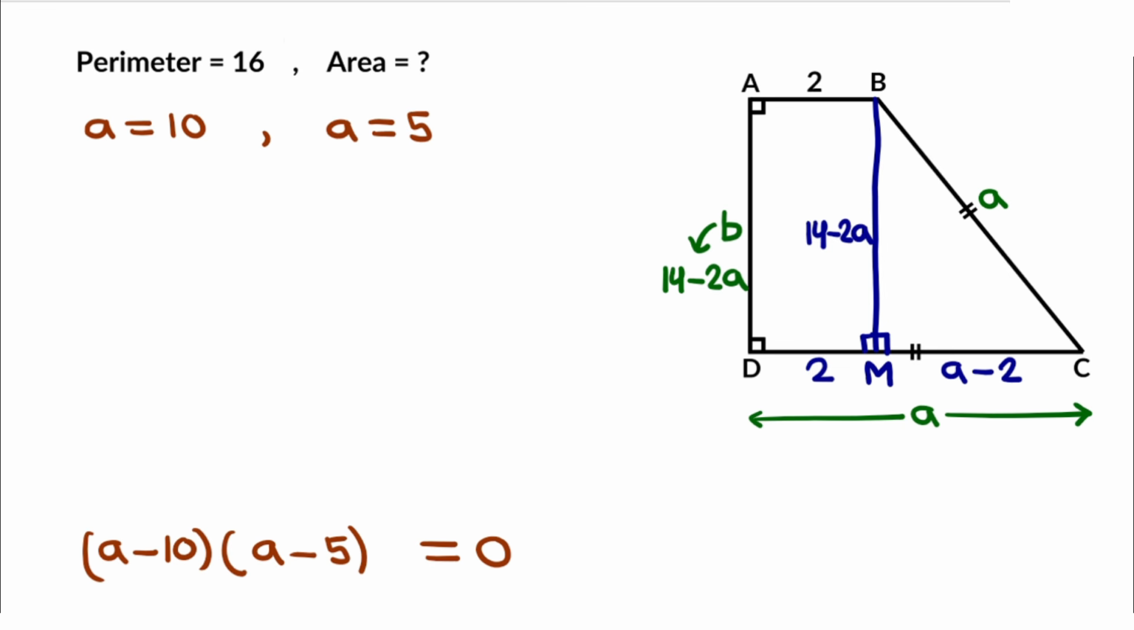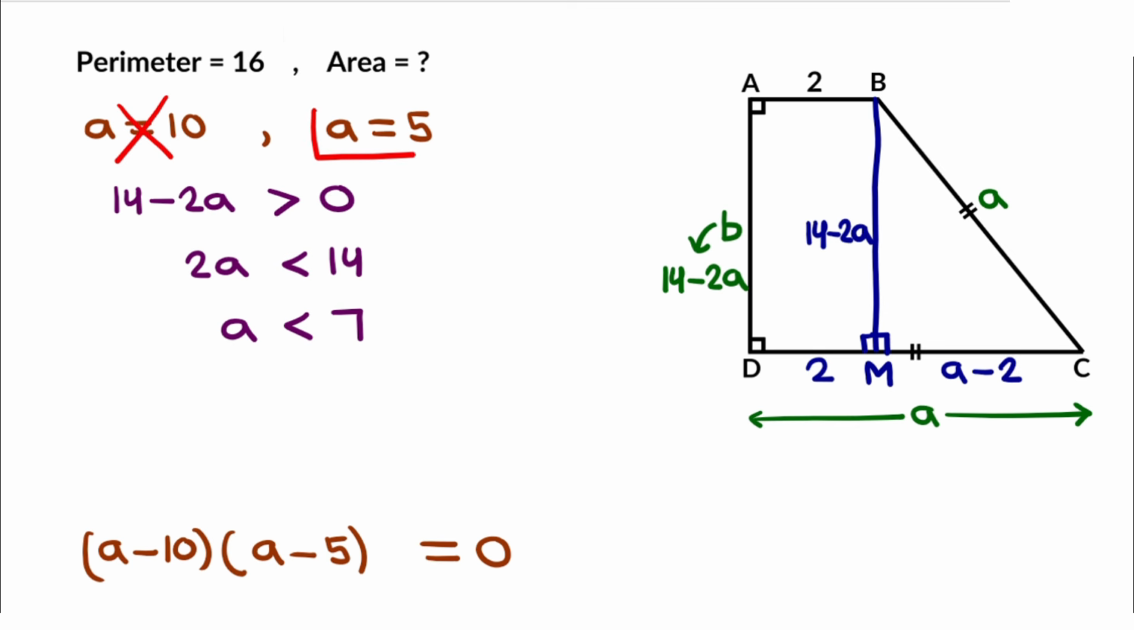Great question. We have to check the geometry. Remember, the height is 14 minus 2A, and a physical length must be positive. So, 14 minus 2A must be greater than 0. That means 2A is less than 14, so A must be less than 7. Then A equals 10 can't work. Exactly. It would make the height negative, which is impossible. Therefore, A equals 5. So the bottom base, DC, is 5 units, and the slanted side, BC, is also 5 units.